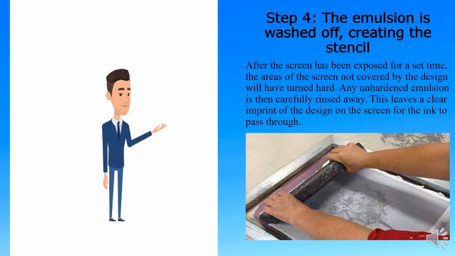Step number 4. The emulsion is washed away, creating the stencil. After the screen has been exposed for a set time, the areas of the screen not covered by the design will have turned hard. Any unhardened emulsion is then carefully rinsed away. This leaves a clear imprint of the design on the screen for the ink to pass through.